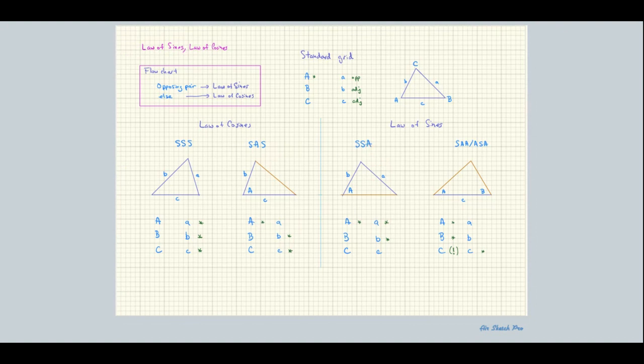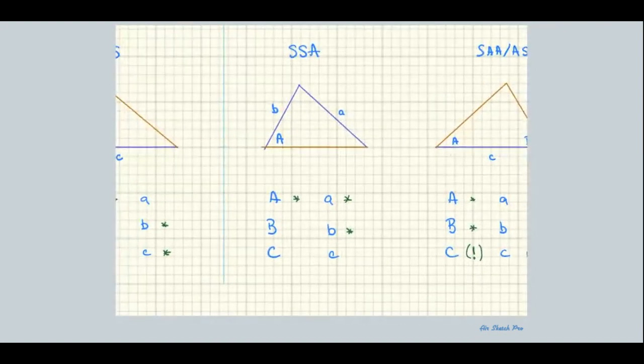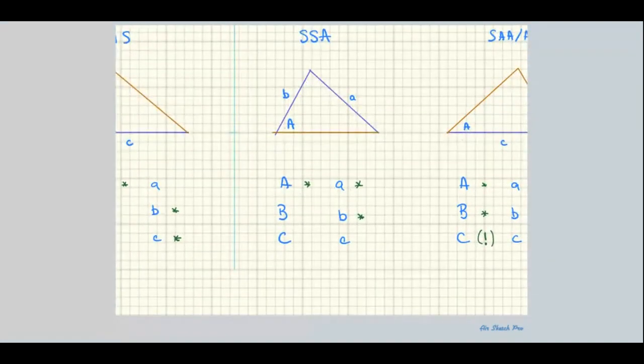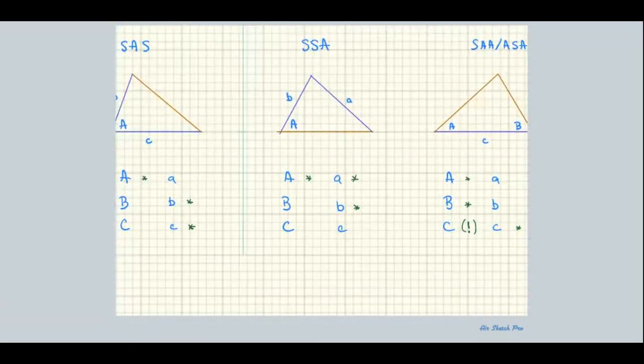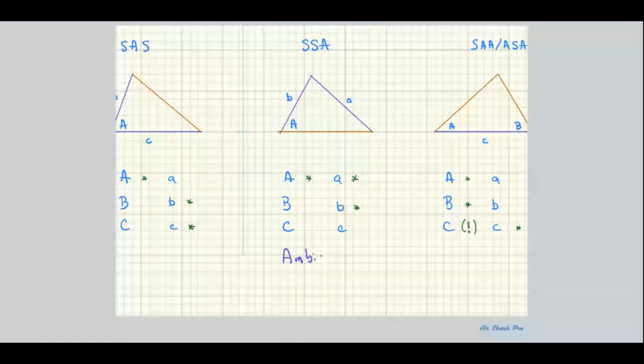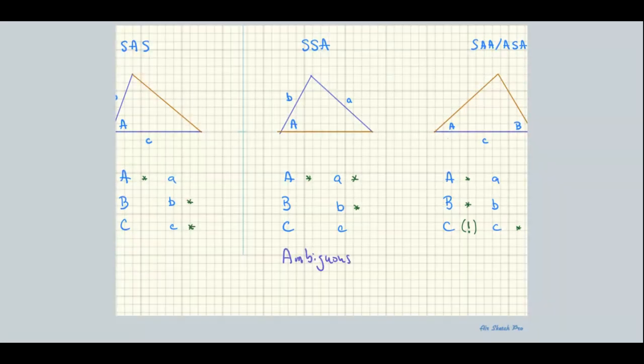This is called the ambiguous case. Okay? This one right here is called the ambiguous case. And it's ambiguous because in this case, it's possible to have two triangles that solve it. It's possible in this case to get two triangles. It's called the ambiguous case.